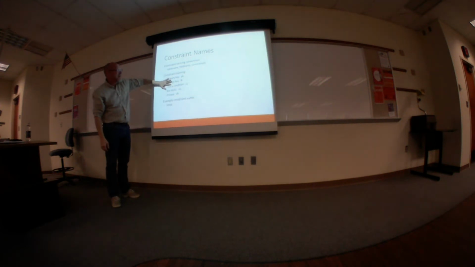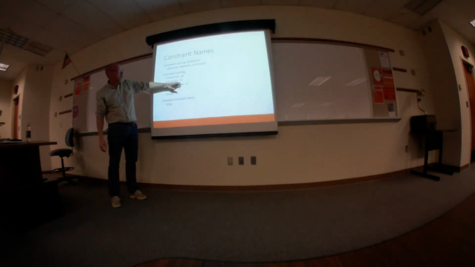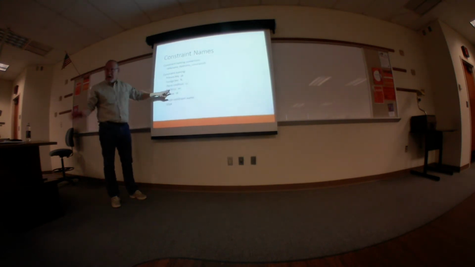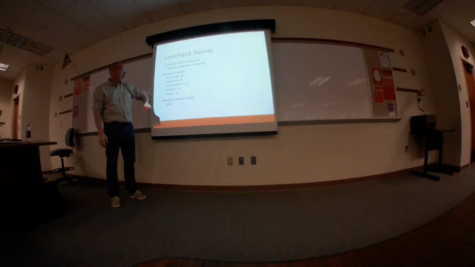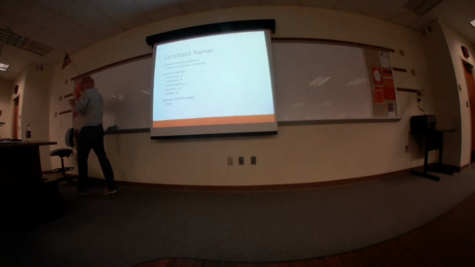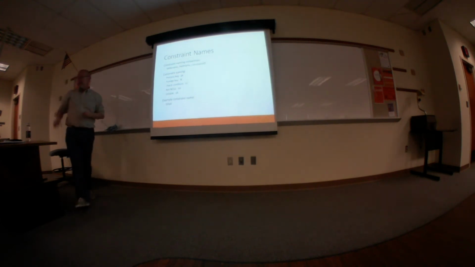So we want to name stuff PK, FK for foreign keys, these are standards, CC for check condition, NN for not null, because our database by default is going to be null allowed. We need to say when we want not nulls. UK for unique, so I might say like SID PK as a constraint name. If I don't name them, the system won't.